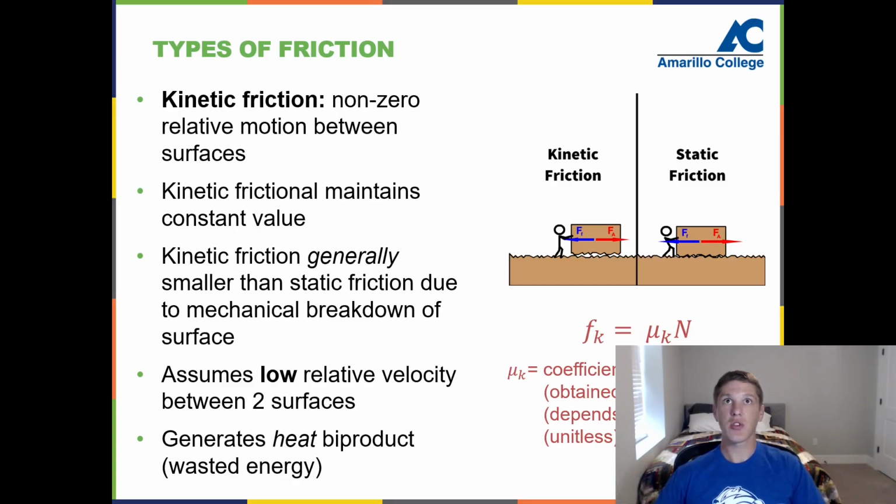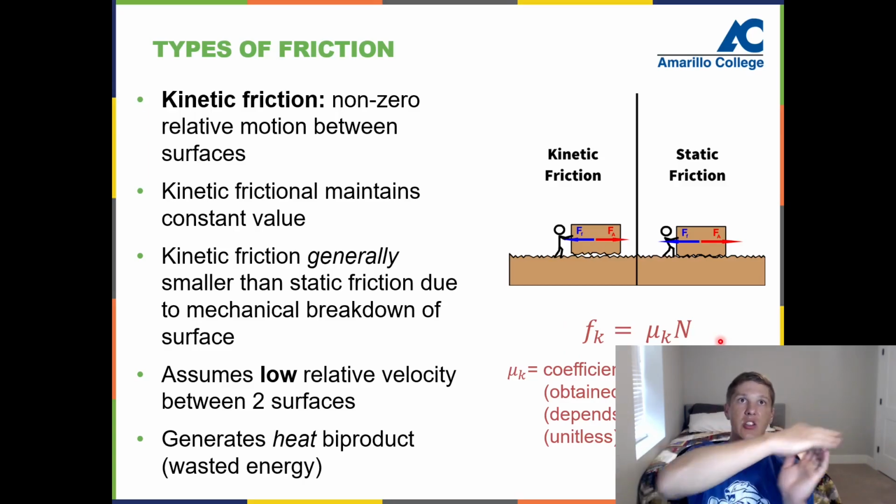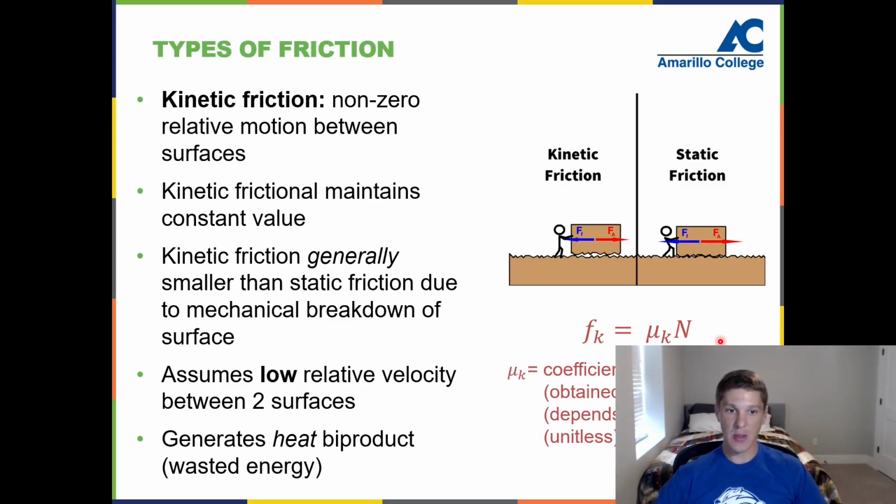And once again, I just want to talk about this bullet point right here. This model of kinetic friction is only valid for low relative velocity between the two surfaces. As you get to be really fast with your velocity between the two surfaces, this model begins to break down.